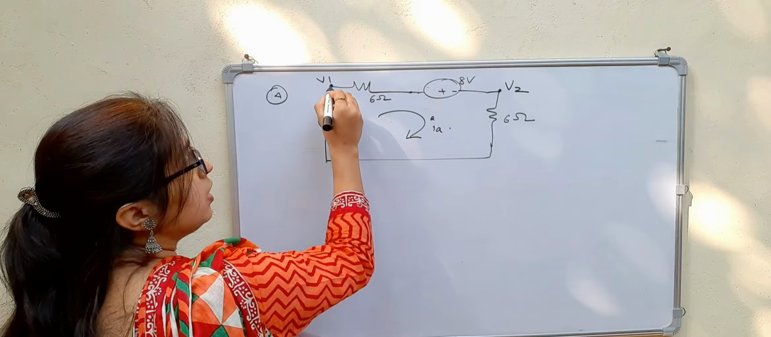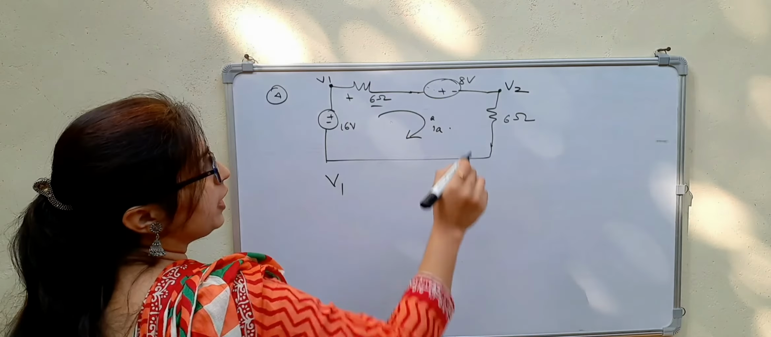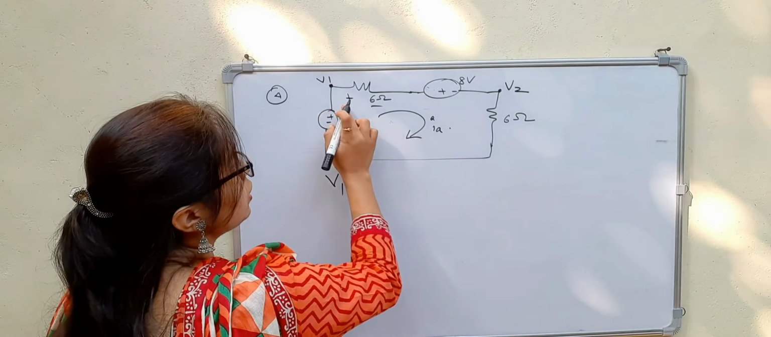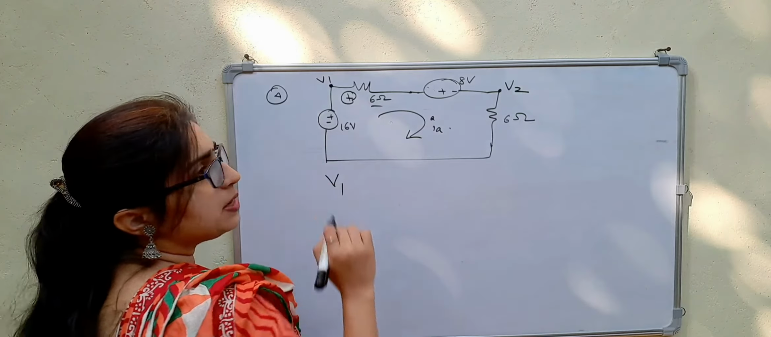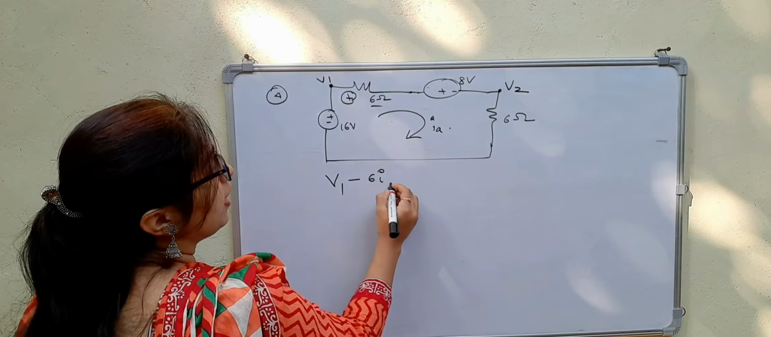If I start from this point, it is V1, IA, so the voltage drop will be plus minus. If I am seeing plus first, obviously it is a voltage drop. So minus 6 IA.